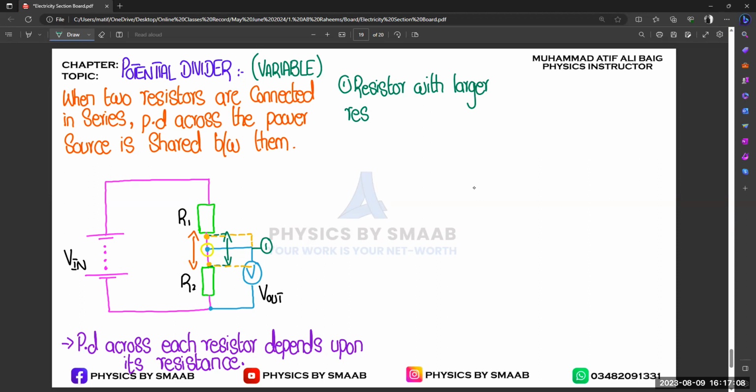The resistor with the largest resistance will have a greater potential difference, right? And vice versa. The resistor with a small resistance will have a small PD, potential difference value, right?